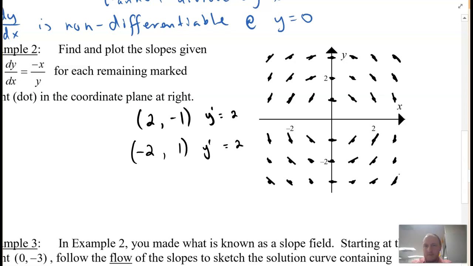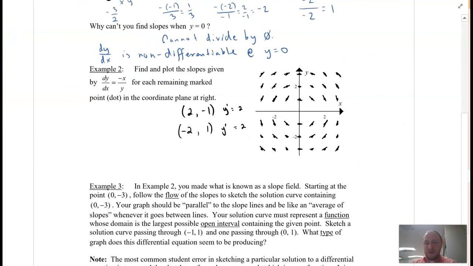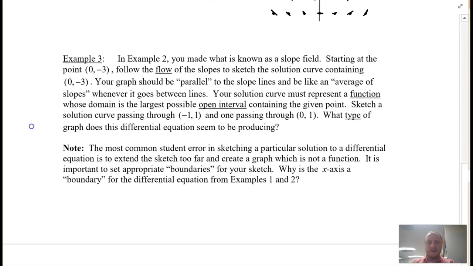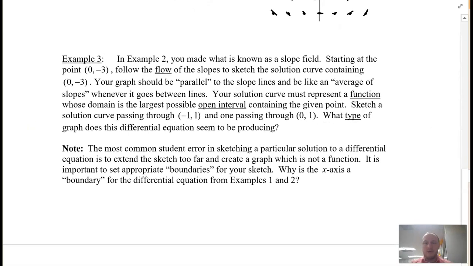Okay, and I think I have them all. So that is a slope field. That's how you generate your slope fields, by plugging the points into the differential. So what do we do with slope fields? Well, here we're going to see in example 3 what they want us to do.